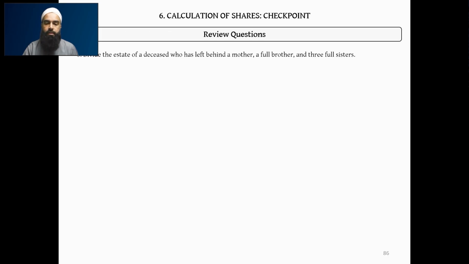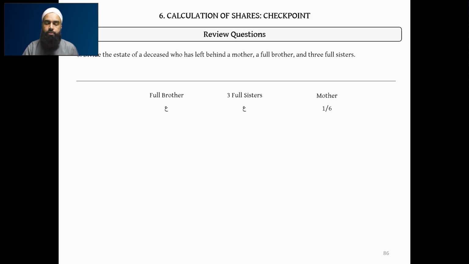Question number 3, divide the estate of the deceased who has left behind a mother, full brother, and 3 full sisters. So you want to write it all out. Mother, 3 full sisters, and full brother. Full brother comes last because we know that he will become the agnatic shareholder. Okay, the answer, mother gets 1/6. 3 full sisters, with their brother, will become the agnatic shareholders.